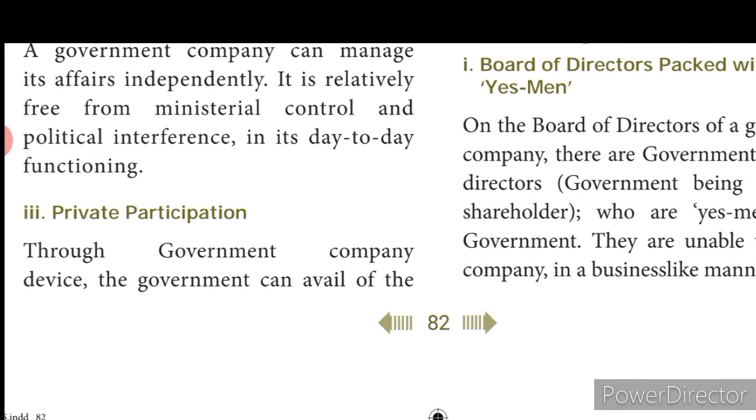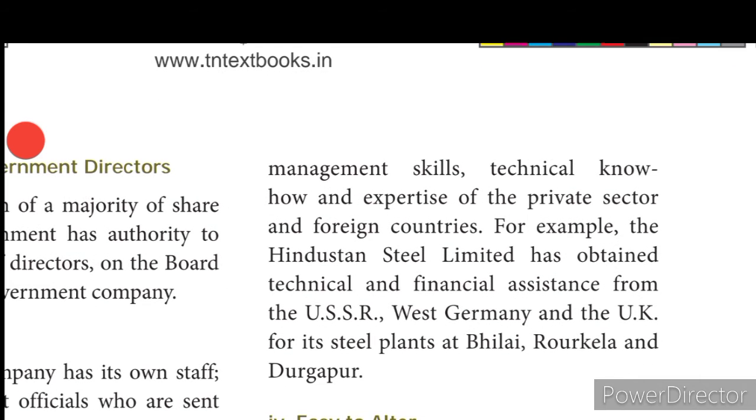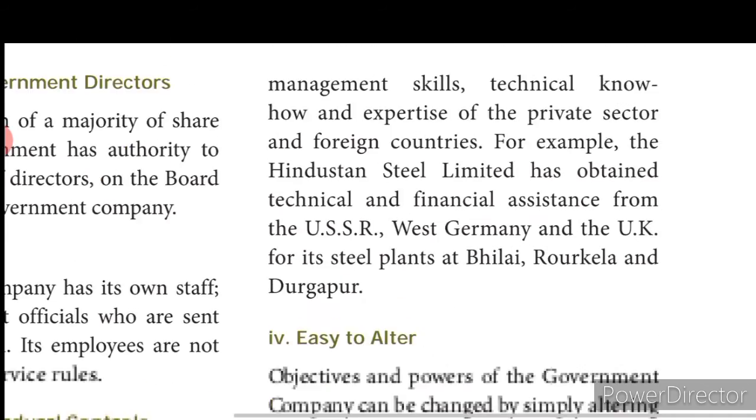Private participation. Through the government company device, the government can avail of the management skills, technical know-how and expertise of the private sector and foreign countries. For example, the Hindustan Steel Limited has obtained technical and financial assistance from USSR, West Germany and the UK for its steel plants at Bhilai, Rourkela and Durgapur. Okay. So since it is a government company, the government can even give permission for a few companies in which they can do their job. These are examples of it.